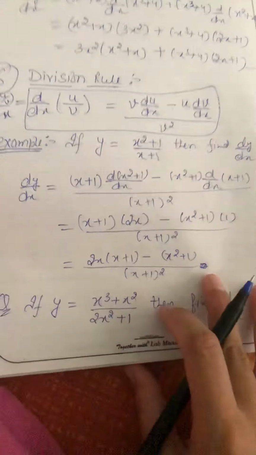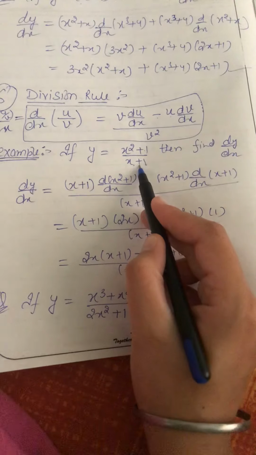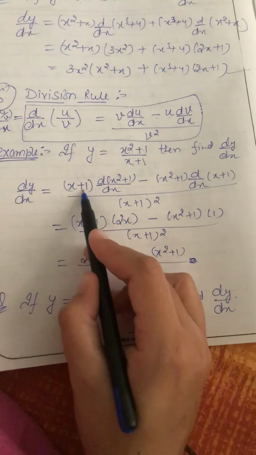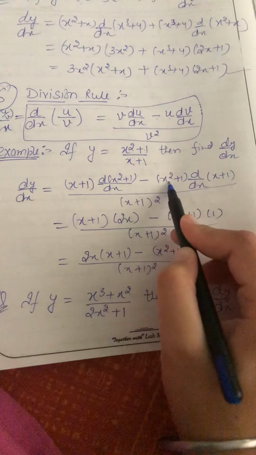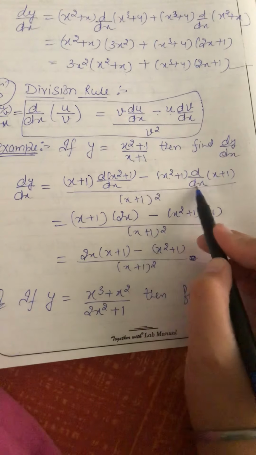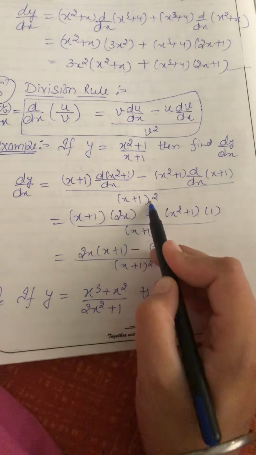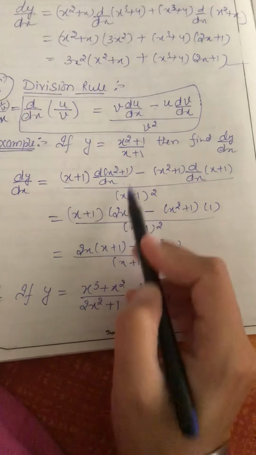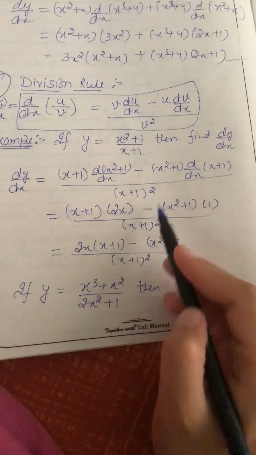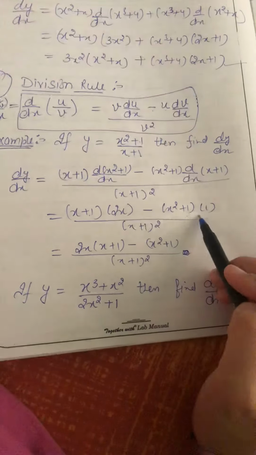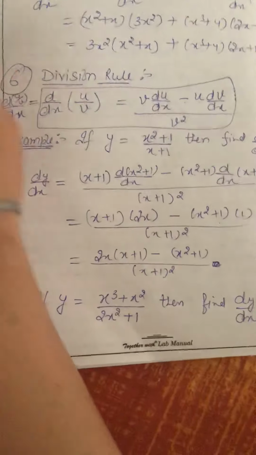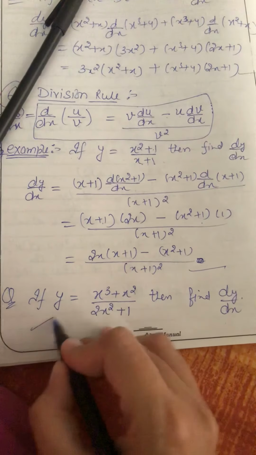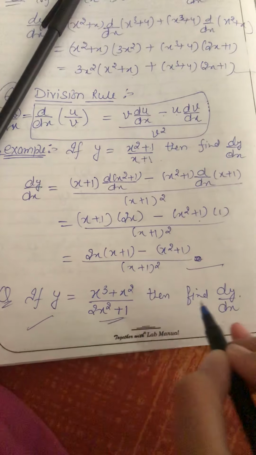So if we have a function like this, here this is your numerator, this is your denominator. Denominator as it is, differentiation of numerator, minus numerator as it is, differentiation of denominator, upon (x plus 1) square, that is the denominator square. So the derivative of x square plus 1 will be 2x plus 0, so I have written 2x only, minus (x square plus 1), whose derivative will be 1 and 0, so 1 only. So this will be your answer. You try the next question yourself.